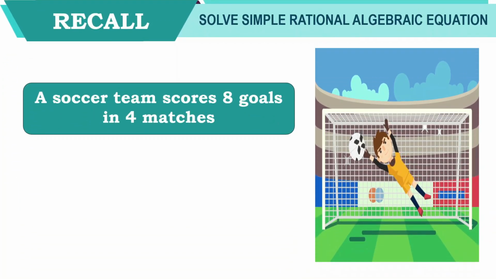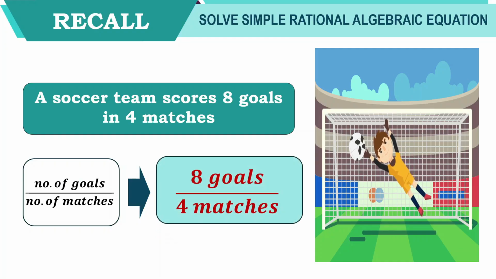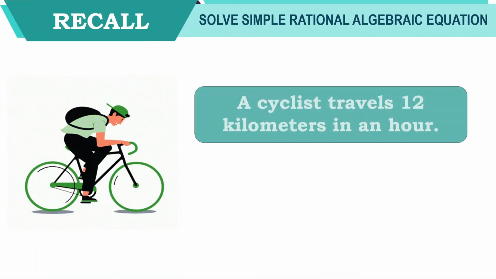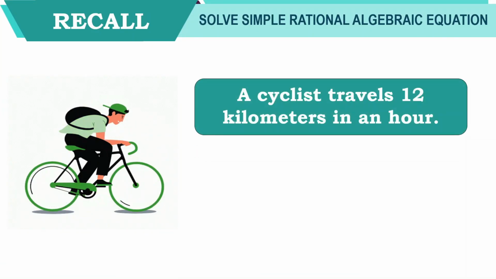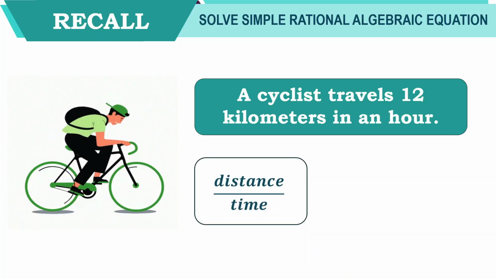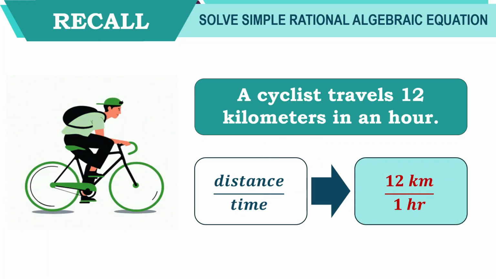A soccer team scores 8 goals in 4 matches. How can you write that as number of goals over number of matches? If you said 8 goals over 4 matches, then that's good. A cyclist travels 12 kilometers in an hour. Can you write that as distance over time? You are correct if you said 12 kilometers per hour.